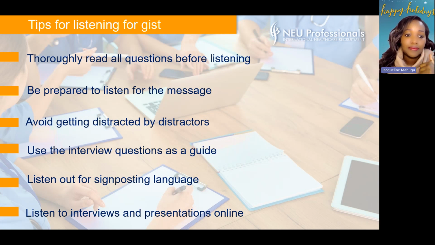Then you also need to identify the type of listening skill that you need. Like we have said, listening part B tests for gist and detail. So you need to learn to listen for that. Then be prepared to listen for the message. Like we said, the gist is the main idea.